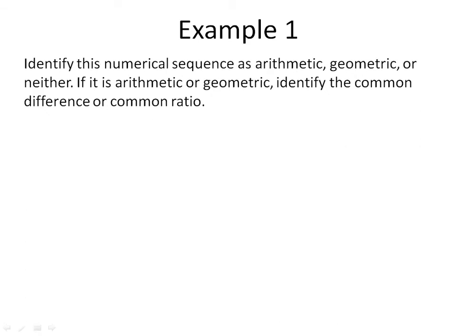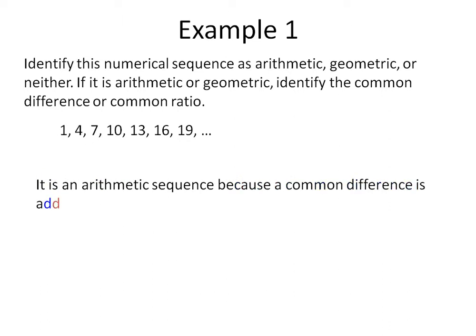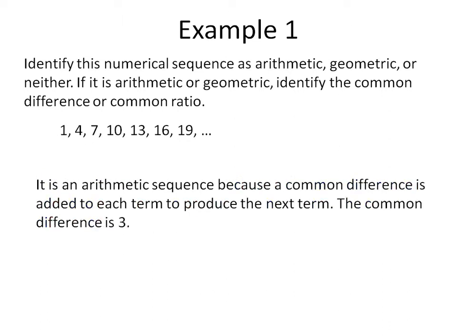Okay, example 1. They want us to identify this numerical sequence as arithmetic, geometric, or neither. If it is arithmetic or geometric, they want us to identify the common difference or common ratio. So our sequence here is 1, 4, 7, 10, 13, 16, 19, and so on. As you can see here, if you add 3 to the previous term each time, you get the next term. So that means that this is an arithmetic sequence because you can add the same number each time. The common difference here is 3.